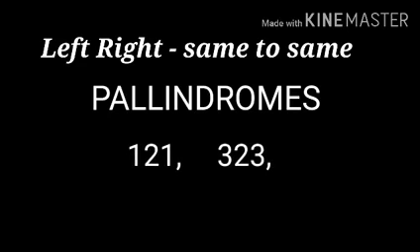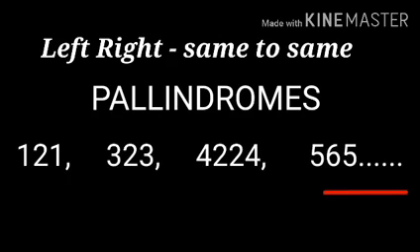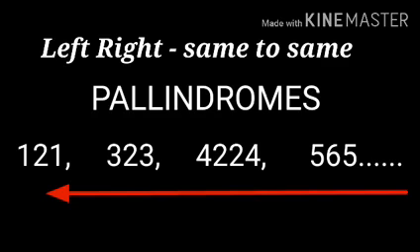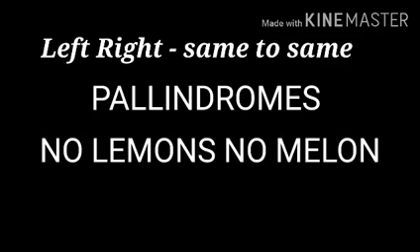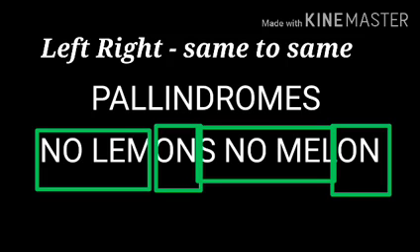There are certain numbers which can be read the same from left to right and from right to left. Such numbers are called palindromes. There are also some words and sentences. They are all called palindromes. Let's see some examples here. Numbers such as 121, 323, 4224, 565. All these are palindromes. On reading these numbers from right to left, they will still be read the same. So these are palindromes. Now let's see some sentences. Here, no lemons, no melon. If you read it the other way, you can still read it as no lemons, no melon.